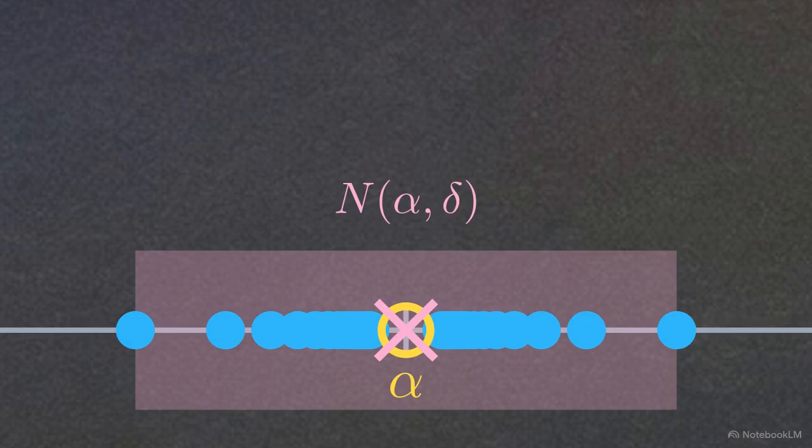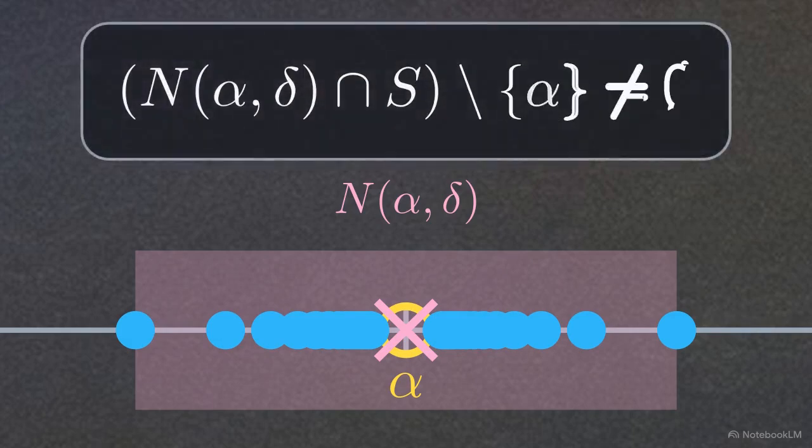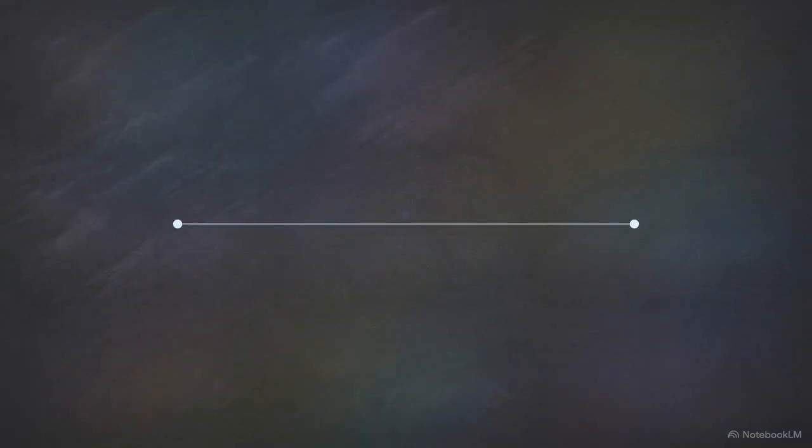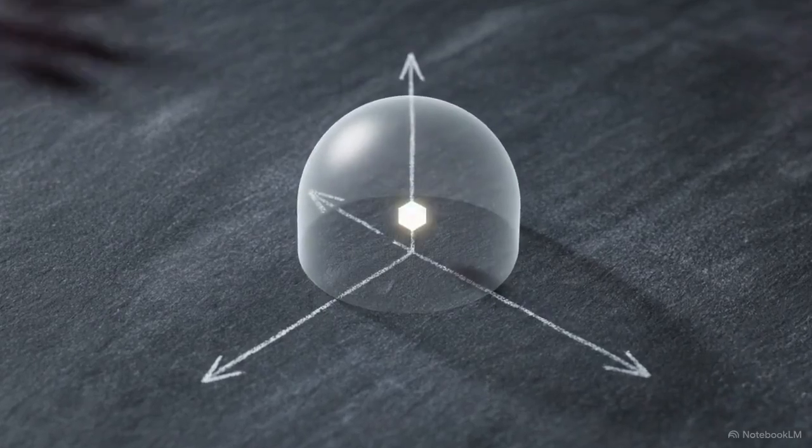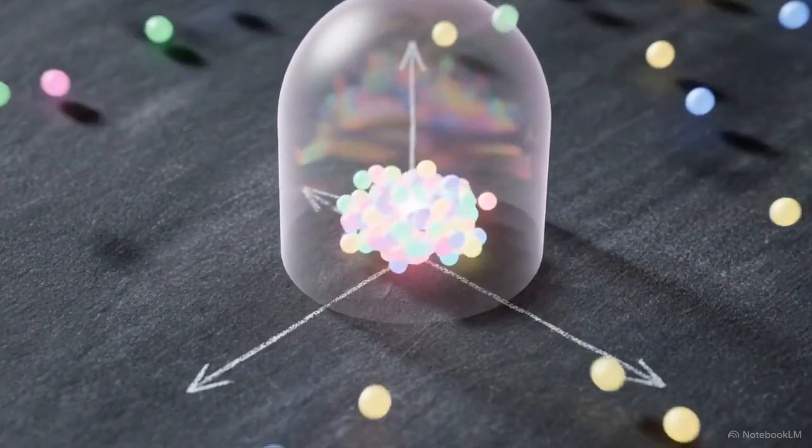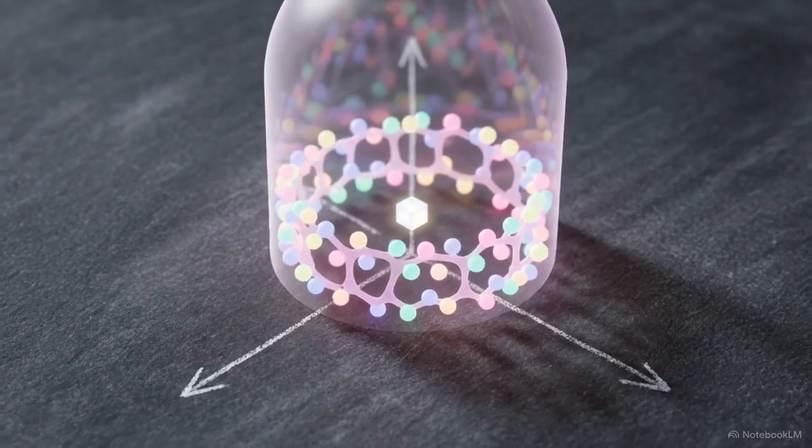The criteria is specific. Even if we ignore the central point alpha, the neighborhood must still intersect the set at some distinct point. This formula describes that intersection. When the center is excluded, the neighborhood must contain elements of the set. Because the real line is dense, meaning there's always another number between any 2 points, the existence of even one distinct neighbor within a radius implies that an infinite number of points are gathering there.